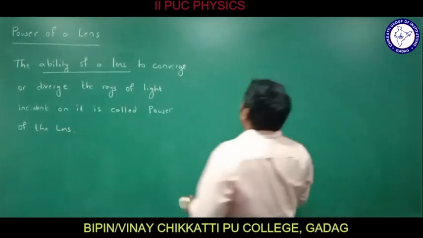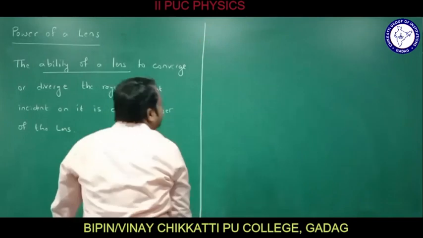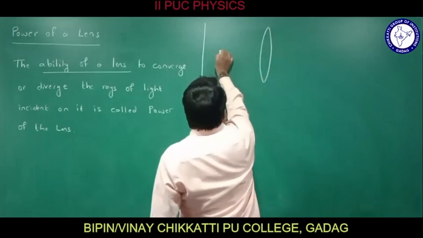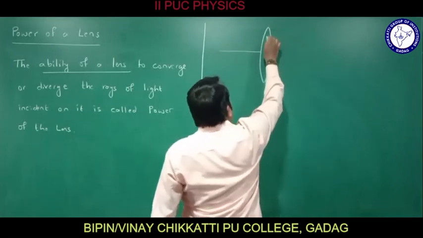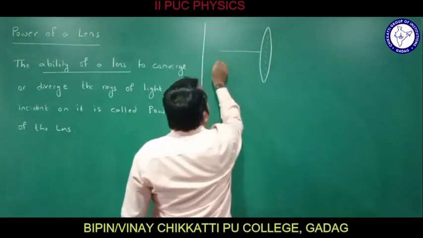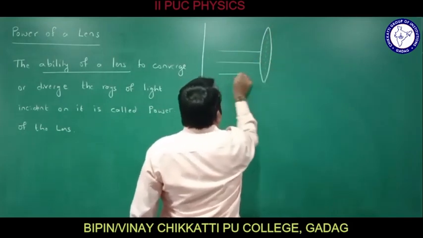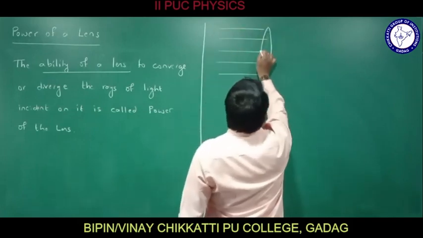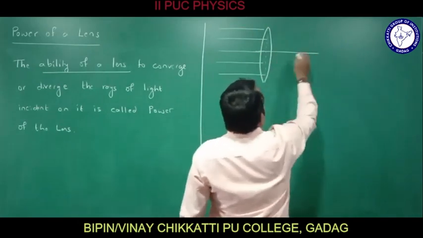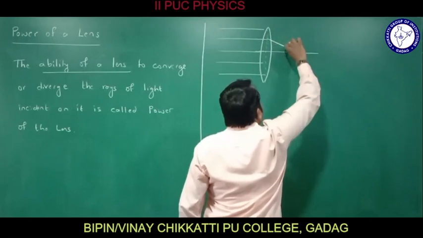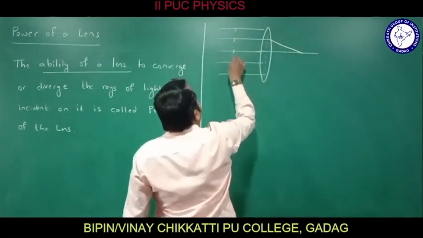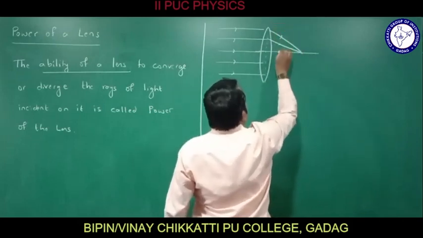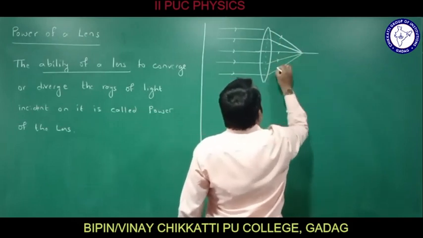Let me consider a convex lens, a thin lens, like this. These are the rays incident on the convex lens. It converges and moves ahead, and it converges at this point. These are the rays incident on the convex lens. Let me consider that it converges here, and here.